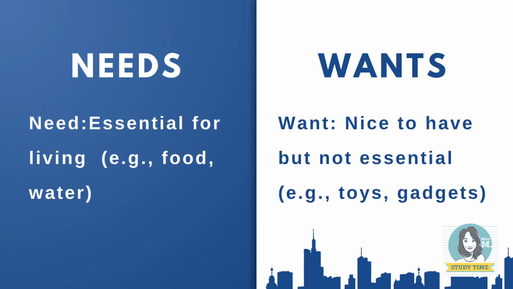Needs versus wants. A need is something essential for living, like food, water, and shelter. Without needs, we cannot survive. On the other hand, a want is something we would like to have, but is not necessary for living. So, wants include things like toys, gadgets, and luxury items. Unlike needs, people's wants are unlimited.